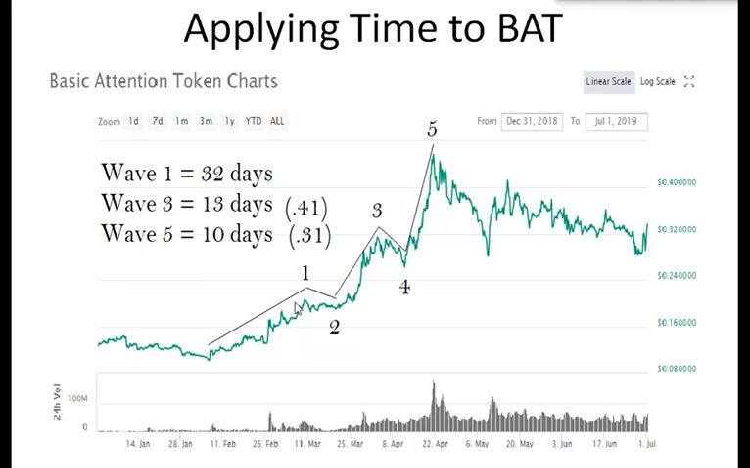And so this is pretty standard. So you have X amount of time, then you have half that amount of time or less on the wave 3, and the wave 5 is even faster. Everything is based off the wave 1 calculation. This is Basic Attention Token from February. This is the price action from February, or I should say the time action from February of 2019 to April of 2019.